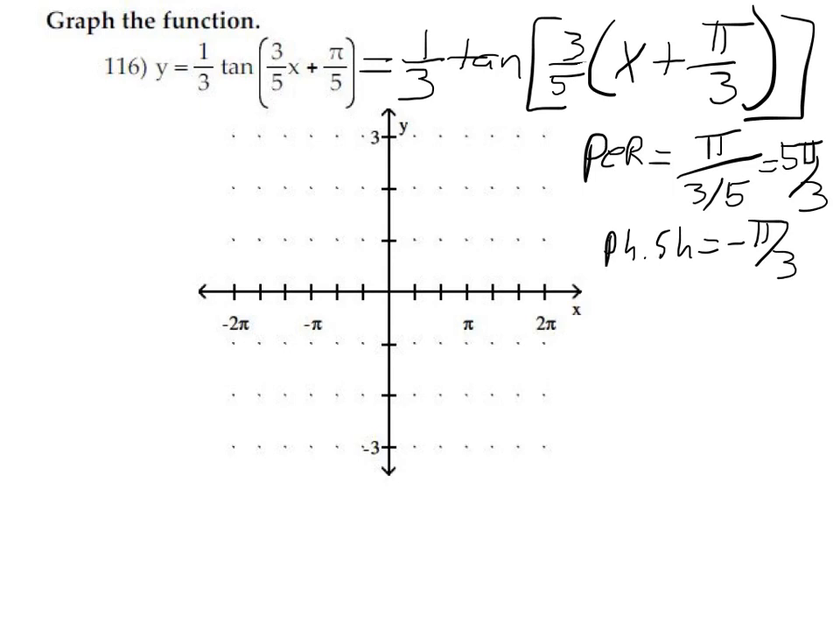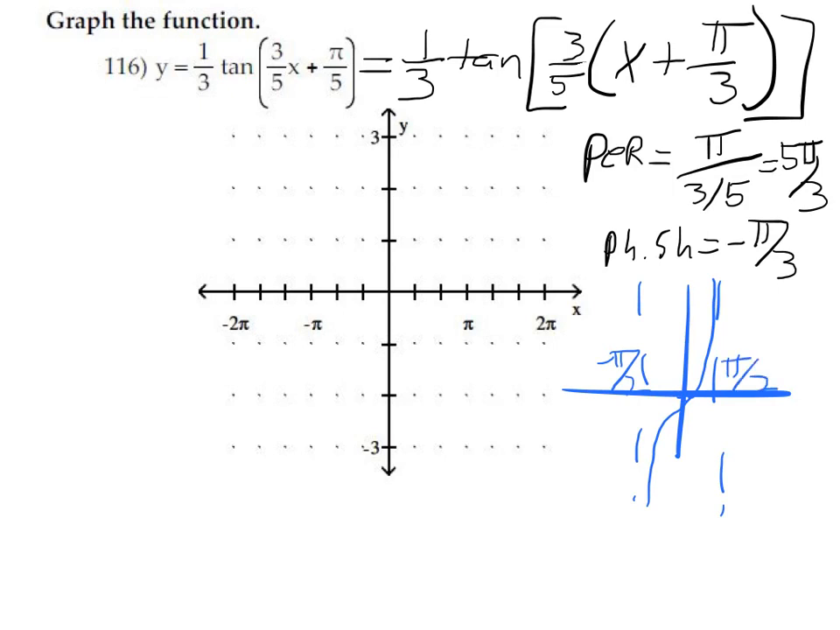And 0 would be where it crosses, and then it would increase. Negative pi halves and pi halves. That's the normal situation. So it usually crosses right at the origin. In our case, we have a phase shift, so it's going to cross left pi thirds. So I'm going to go left pi thirds.